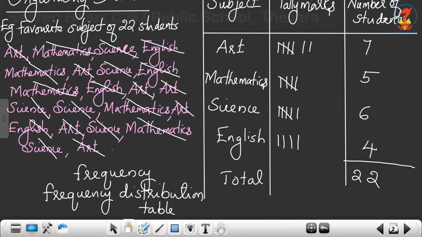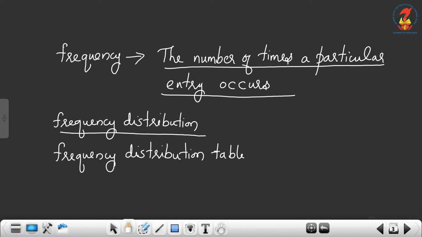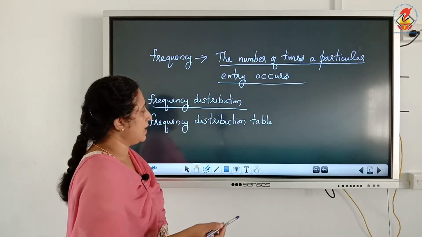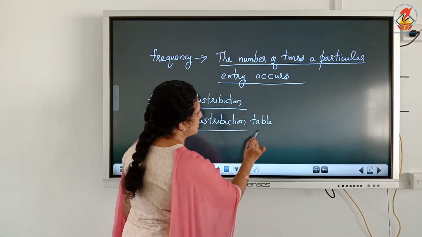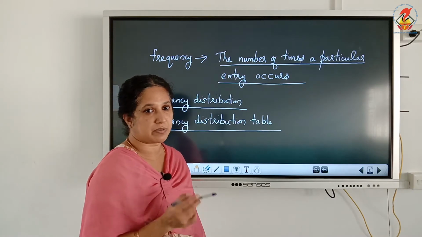Therefore, instead of number of students you can write frequency. Frequency means the number of times a particular entry occurs. And the given distribution we can call a frequency distribution, and the table made is known as frequency distribution table.